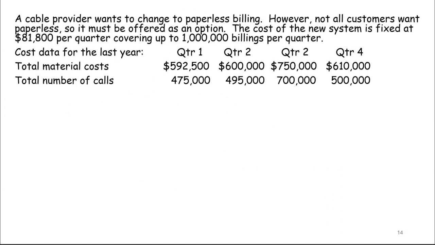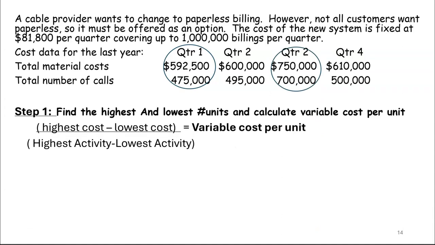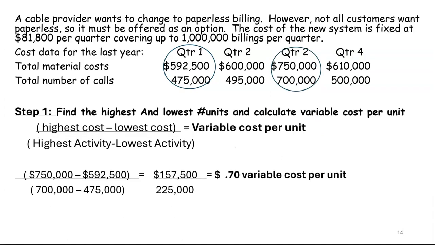So the first thing we do is identify the lowest and the highest units. Remember, again, it's units. Then we're going to come up with our variable cost per unit, 70 cents. So we took the 750 minus the 592,500, which is our high and low costs, and then we divide by our high and low units, which gives us an average estimated variable cost per unit of 70 cents.